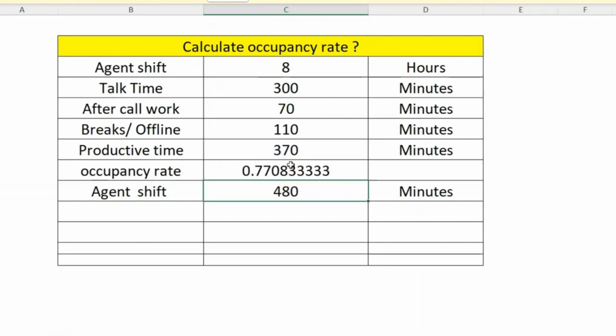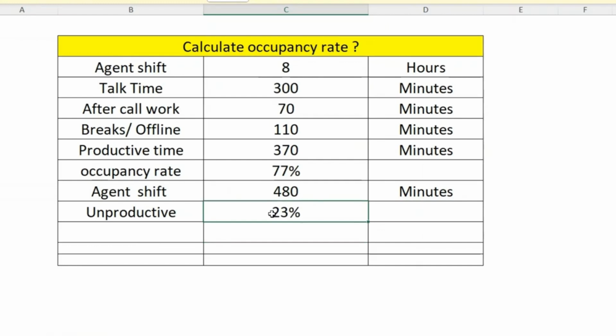You can see this one, and let's convert that into a percentage. So the occupancy rate was 77%, in which the agent was actually occupied for 77% of 100% of the shift. You can also calculate unproductive time with this calculation. So we have equal to 1 minus 77%. That would be 23%. The agent was actually unproductive. So that is very high.